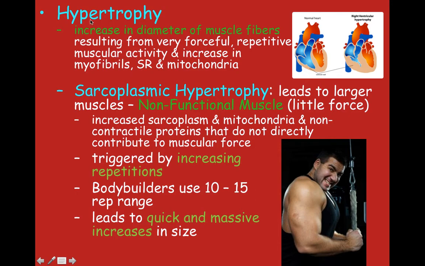And here we see hypertrophy. Hypertrophy is an increase in diameter of muscle fibers resulting from very forceful, repetitive muscular activity and an increase in myofibrils and sarcoplasmic reticulum and mitochondria. So we have an example in this picture here showing the result of hypertrophy of the heart, which is a bad deal for an individual who's experiencing this.